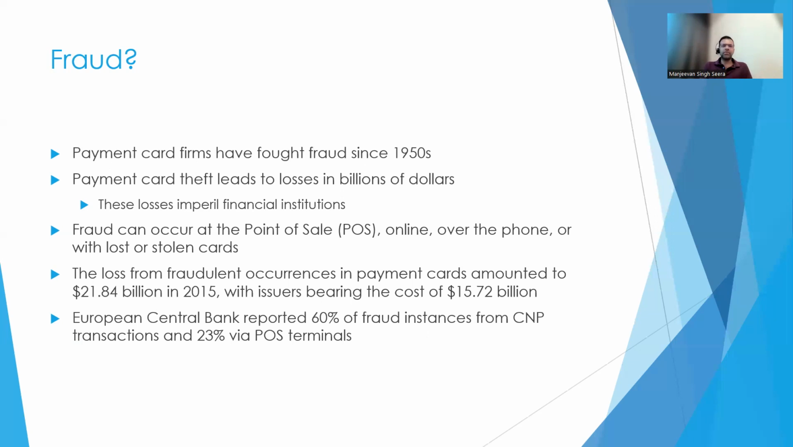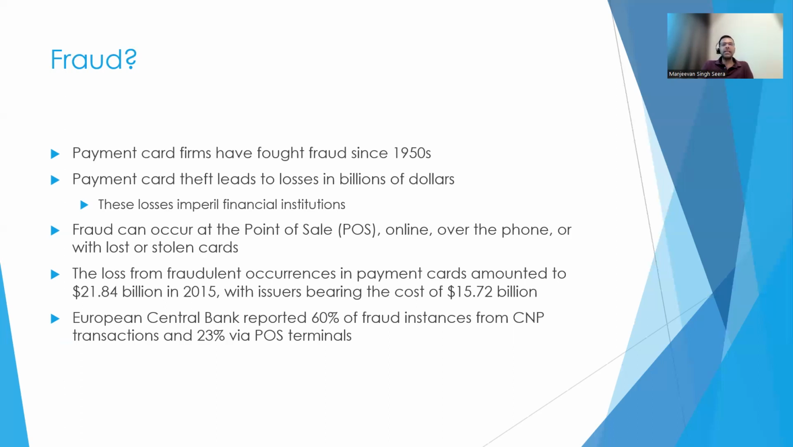So now, where can fraud happen? It can happen at the point of sales, basically when you take your plastic card and swipe it at the cashier. It can happen online, when you do online shopping or pay for something online, over the phone when you do a telephone order, or with lost or stolen cards. Sometimes you drop your card somewhere, it gets lost, and someone uses it to make a transaction.